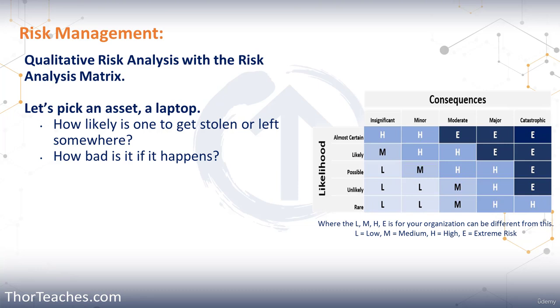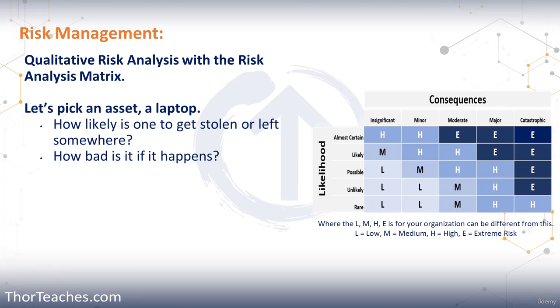If you look at the image over here on the right, that is qualitative risk analysis with a risk analysis matrix. Again here, it is the likelihood and the consequences. How likely is something to happen? How bad is it if it does? So let's pick an asset. We can say it's a laptop. How likely is it that an employee gets a laptop stolen or they forget it somewhere? I would say that's probably likely. Then we look at the consequences. How bad is this if it happens?